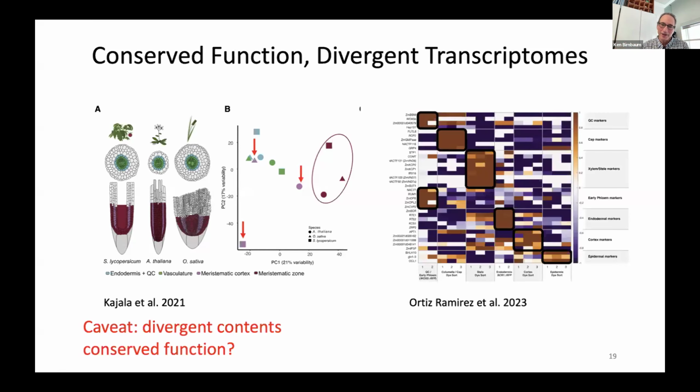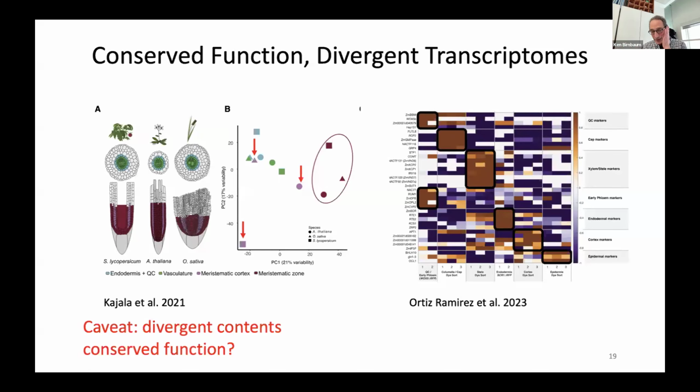Because the contents we're measuring could be very different. But with that caveat, here's a similar thing that we did in Carlos's paper, where we looked really hard at markers in Arabidopsis and tried to track the ones that were indeed conserved in maize. You see markers, for example, cap markers, that seem conserved across this huge evolutionary distance.